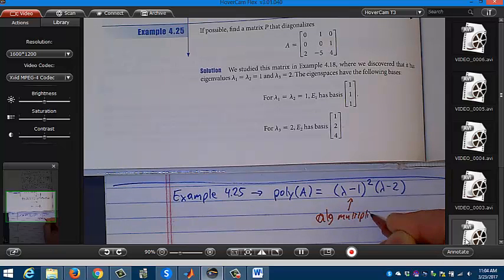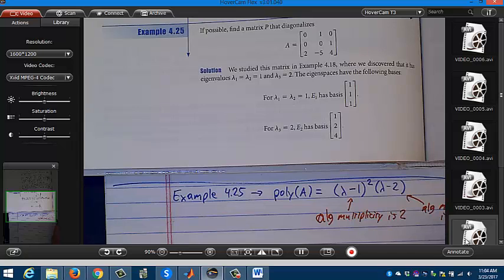And so what that tells me, for example, is the algebraic multiplicity, this is something I've been making a big deal about, right? So here's the deal. This algebraic multiplicity is 2, and this algebraic multiplicity is 1. But what's true about this exercise is that the geometric multiplicity is what?